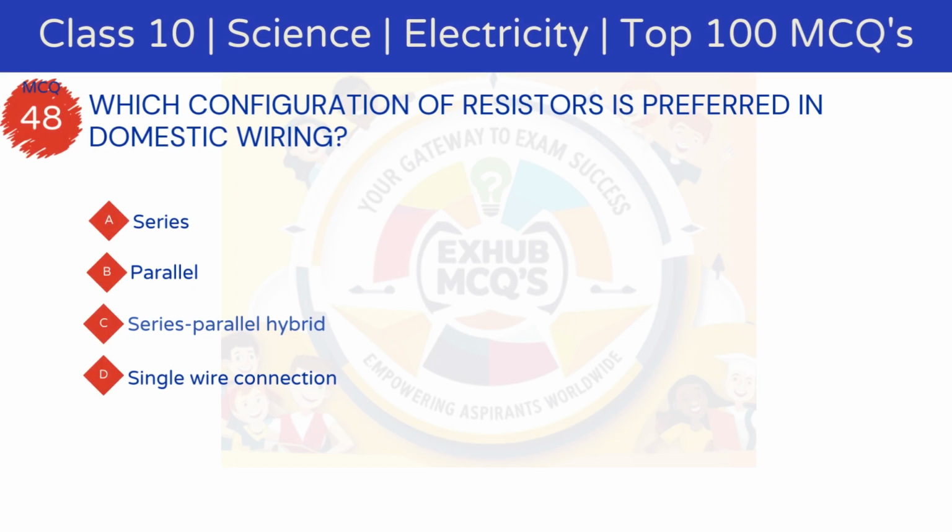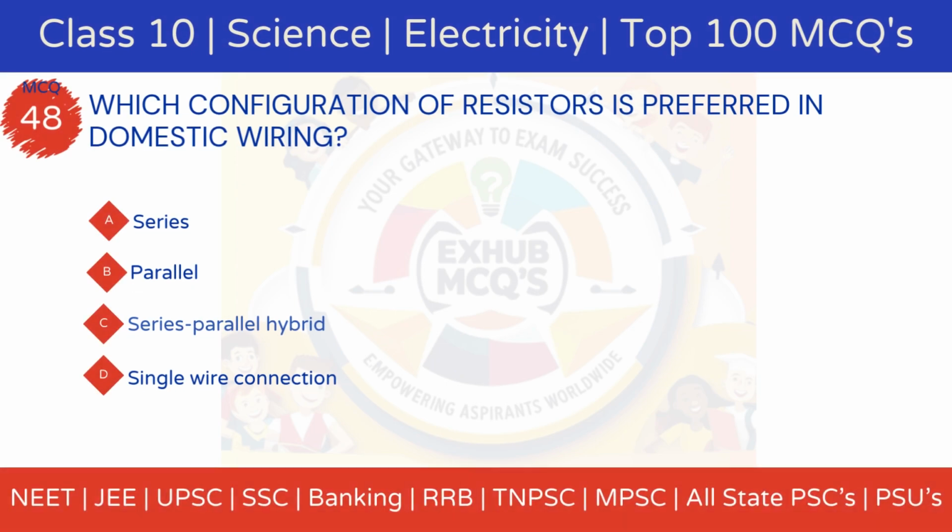MCQ 48. Which configuration of resistors is preferred in domestic wiring? Option A, series. Option B, parallel. Option C, series-parallel hybrid. Option D, single wire connection.